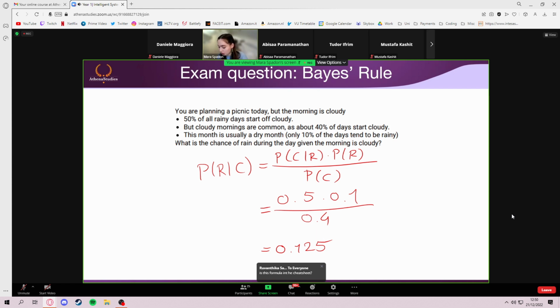Is this formula on the cheat sheet? Let me double check. Does someone know? I feel like it should. I don't think so. Okay, let me check.